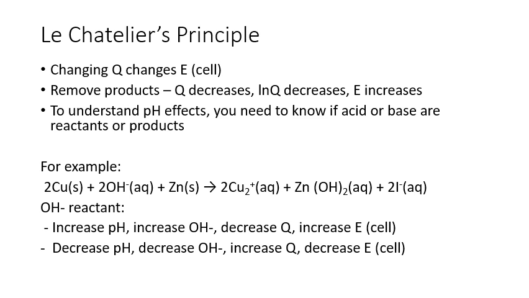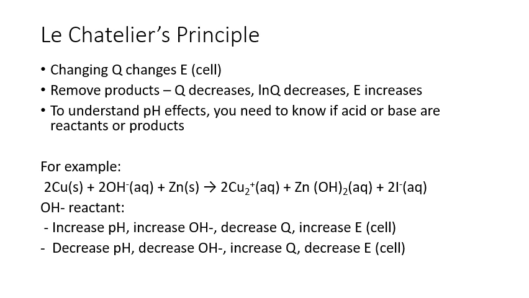Le Chatelier's principle can be applied to cell potential via the Nernst equation. If we change Q, we change E cell. So for example, removing products will make Q smaller, which also makes the natural log of Q smaller, or even negative. Since the cell potential is E naught minus RT over nF natural log of Q, that means that the cell potential would be higher.